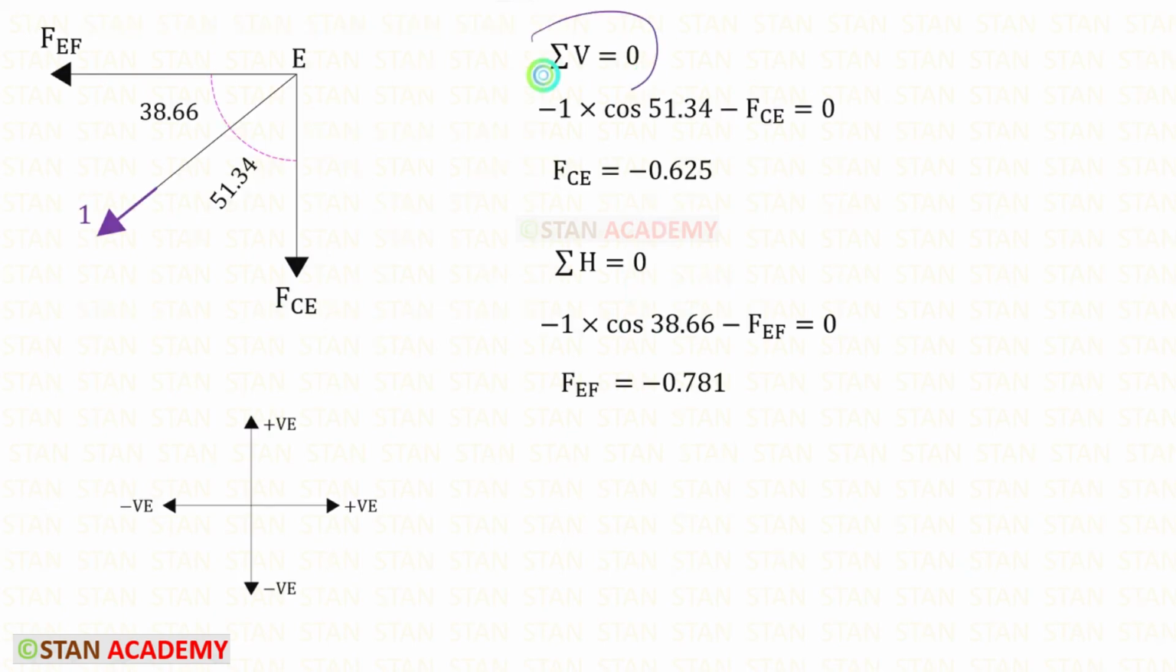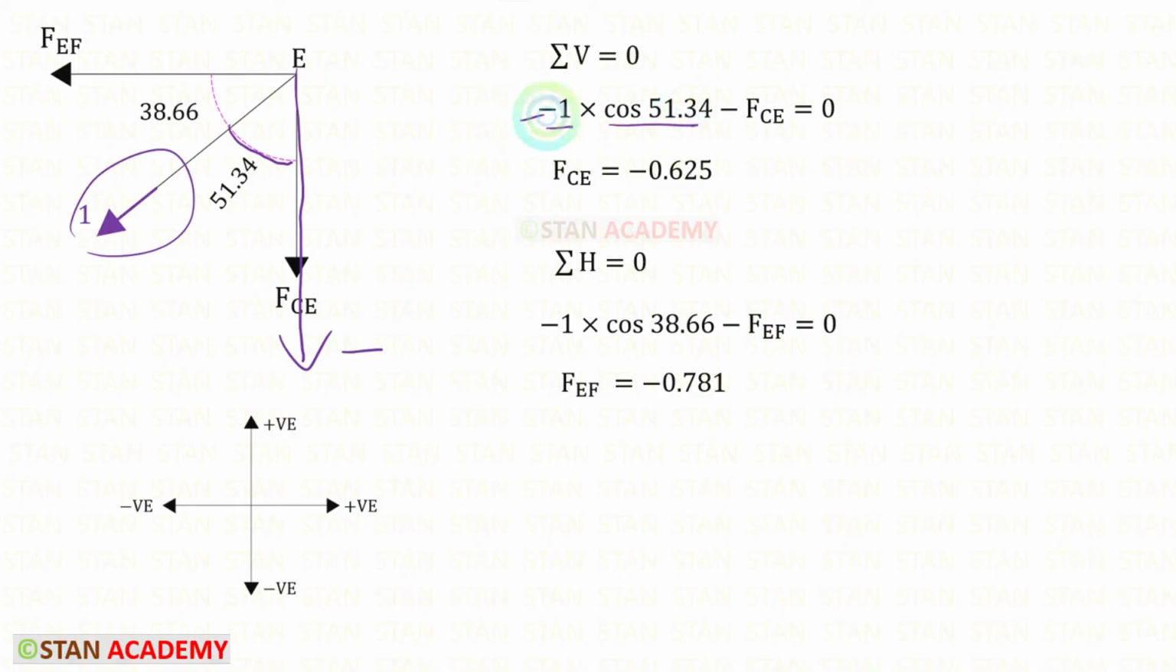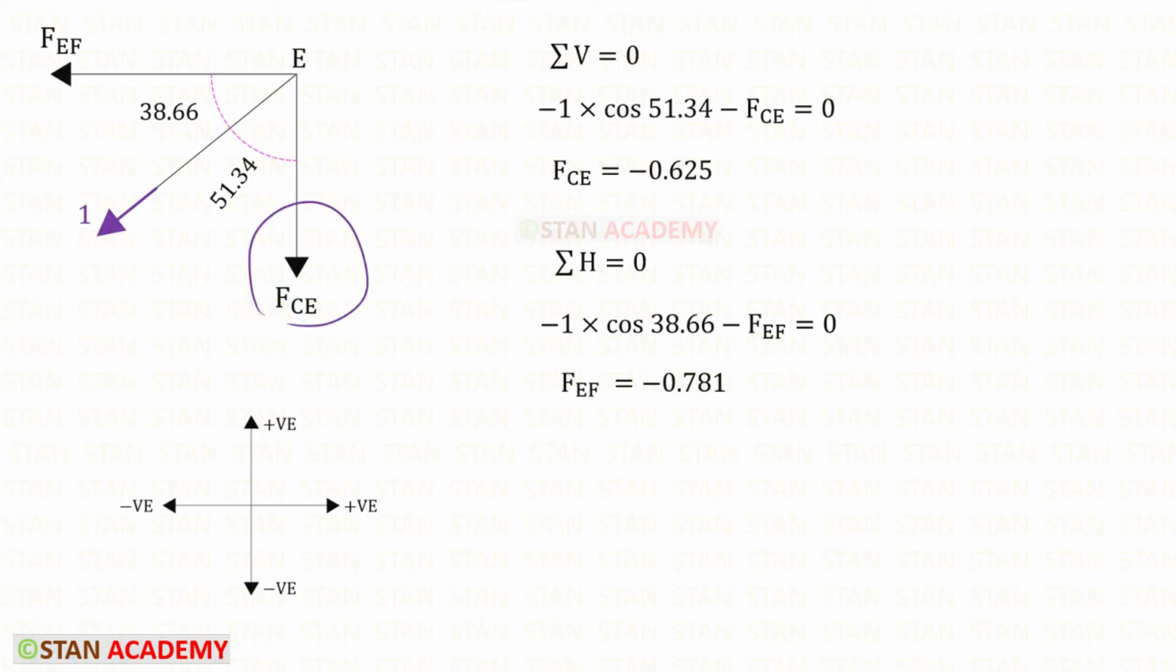First, we have to apply this rule. The unit force is inclined. We have to resolve it in the vertical direction. To keep it vertical, we need this angle. So with the unit force, we have to multiply cos 51.34. It will be acting downwards, so it will be negative. FCE is acting downwards, so it is also negative. For FCE, we will get minus 0.625.